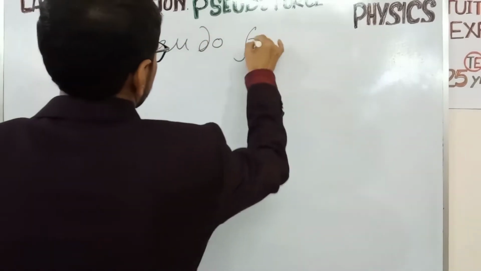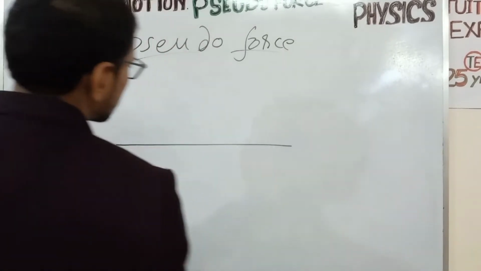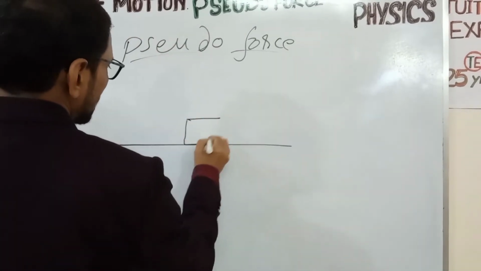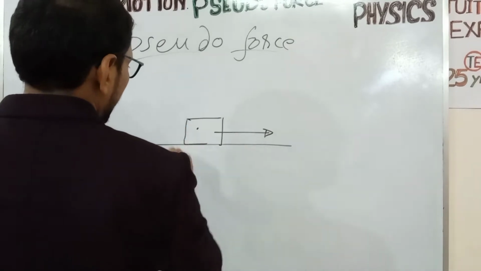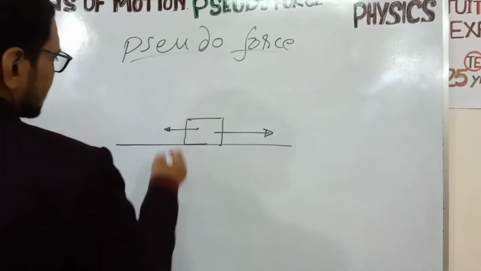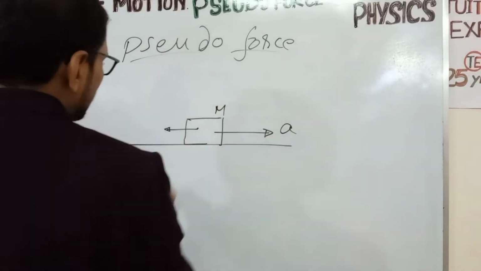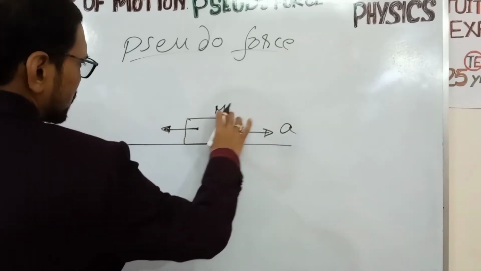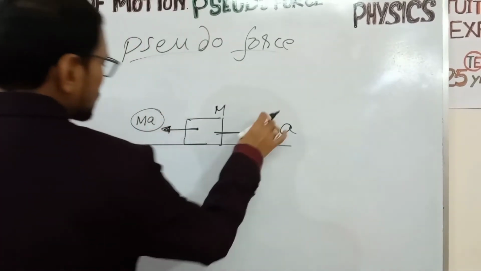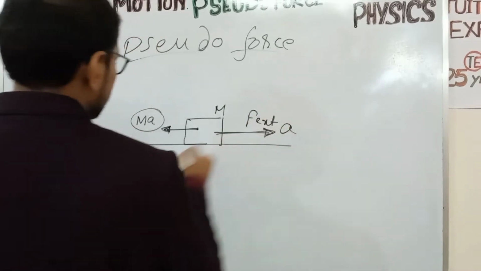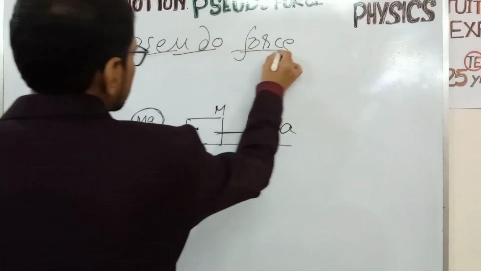Pseudo force. What is pseudo force? The basic definition of pseudo force is that when a body moves with an acceleration, a non-realized force acts in the opposite direction. That is, if a body moves with an acceleration a, then the pseudo force acts in the opposite direction of the motion of the body, and this force is ma. So this is an external force. The body moves with an external force, F external, and a pseudo force acts in the opposite direction of the motion.